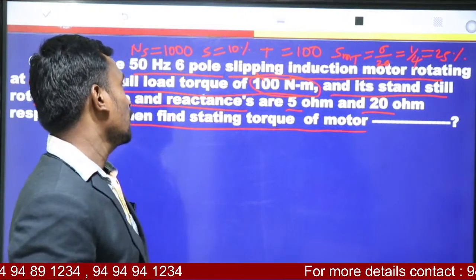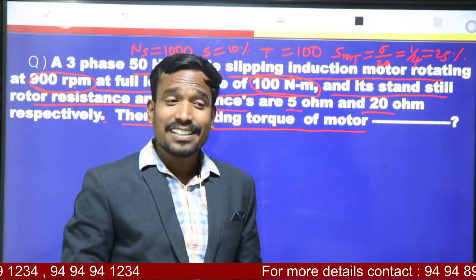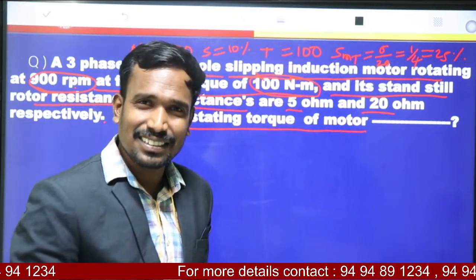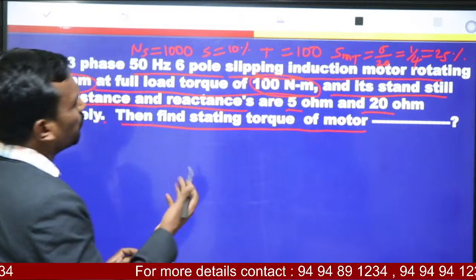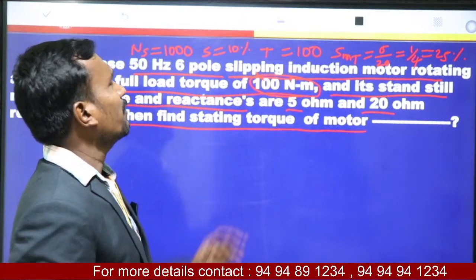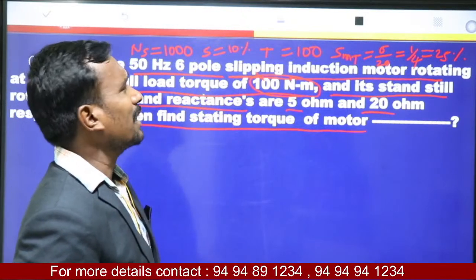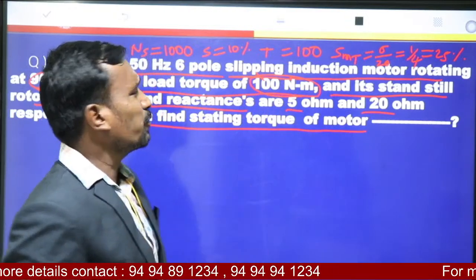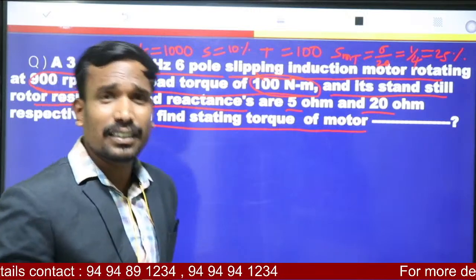Now see here what they asked: the starting torque of the motor. How can we calculate this? They have given the full load torque. They have given the full load slip. Of course, we calculated SMT. Then how can we get the starting torque?